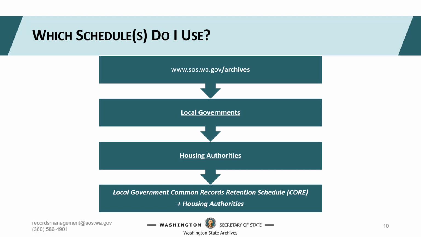A good rule of thumb: your agency is approved to use the CORE or State General Schedule along with your agency's specific or sector schedule. This gives you several different places to look to find the right retention. It is important to understand the differences between the two general schedules and your agency unique schedule. The CORE or State General Schedule covers the administrative functions all agencies perform. This includes financial management, human resources, asset management, policy creation, and more.